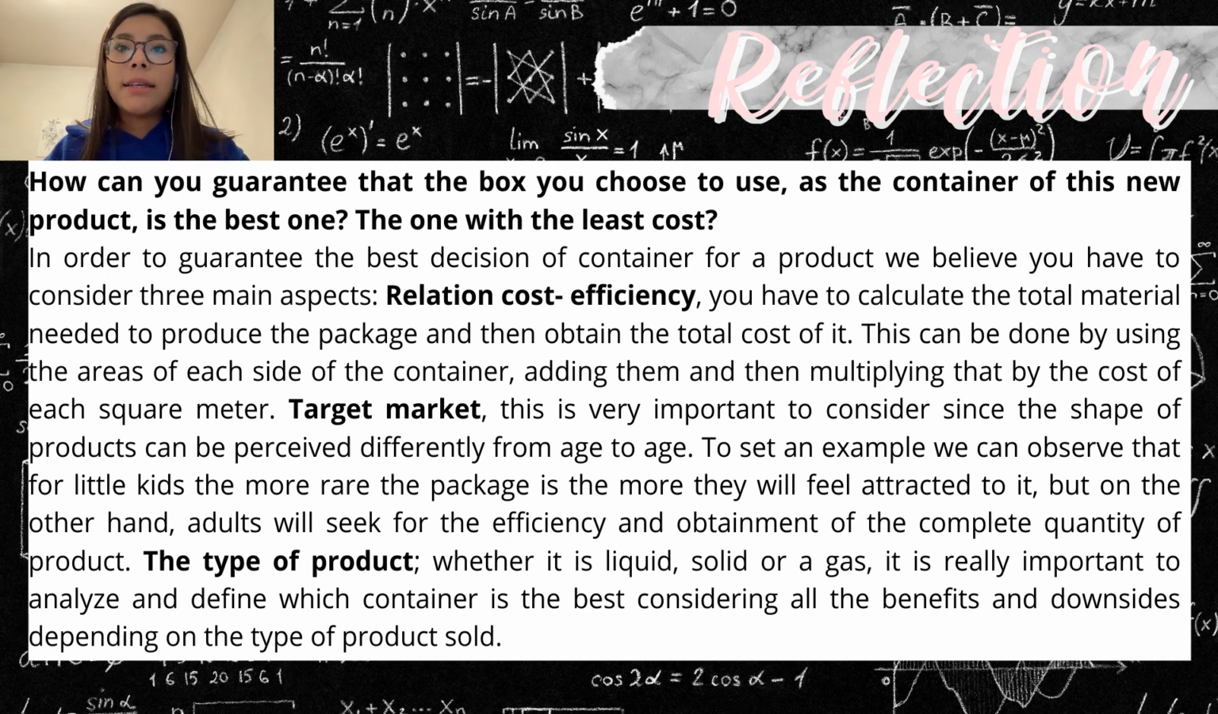Second, the target market. This is very important to consider since the shape of the product can be perceived differently from age to age. To set an example, we can observe that for little kids, the more unusual the package is, the more they will feel attracted to it. But on the other hand, adults will seek efficiency and the obtainment of the complete quantity of product. Third, the type of product is also really important, whether it's liquid, solid, or a gas. It is really important to analyze and define which container is the best, considering all the benefits and downsides depending on the type of product being sold.